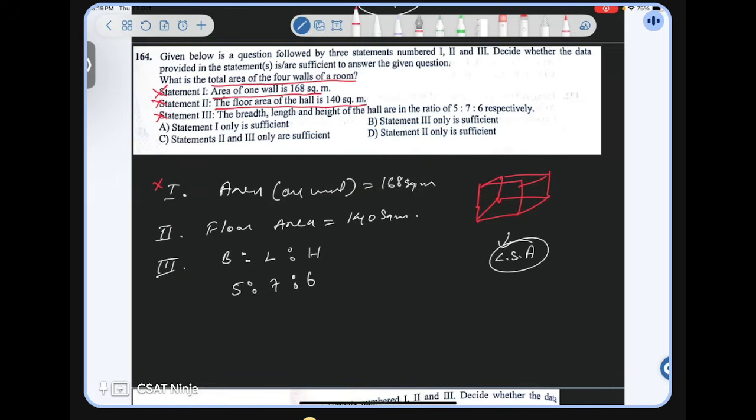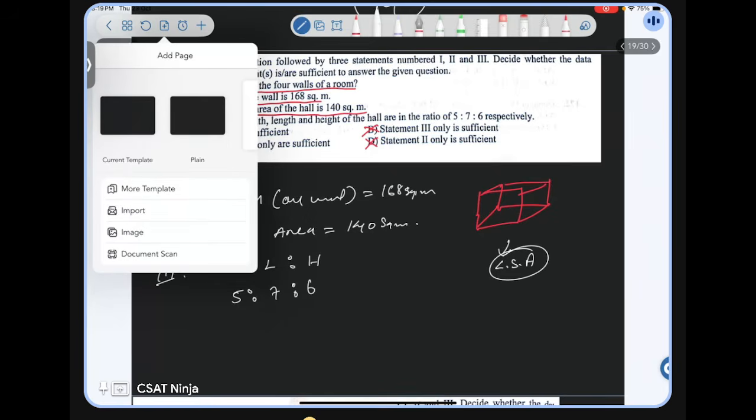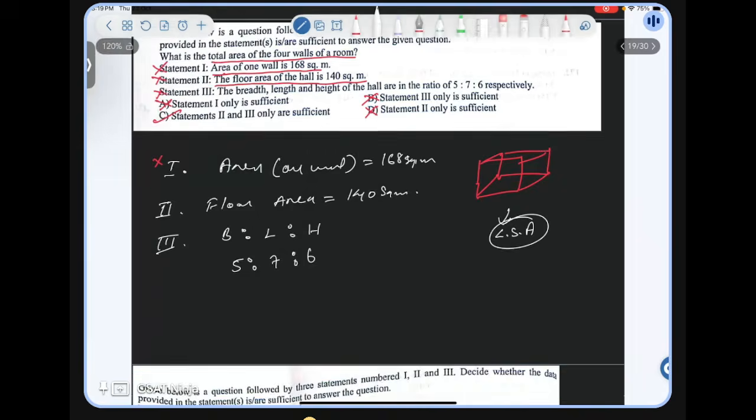So you look at the options here. Statement number one alone is sufficient? No. Statement number three alone is sufficient? No. Statement number two alone is sufficient? No. So just by eliminating the options, I have my answer here. Statement number two and three together are sufficient to answer. But come on, let's try to understand what is asked here. Even though we have the answer, in the exam don't cross check, okay? Directly you go for the answer. That's the option there, 100% sure.